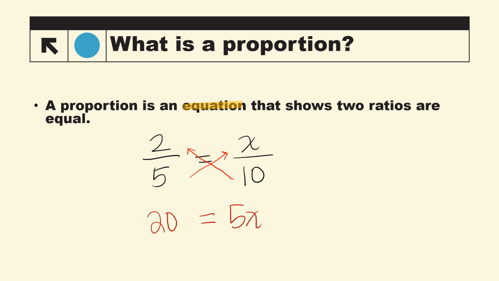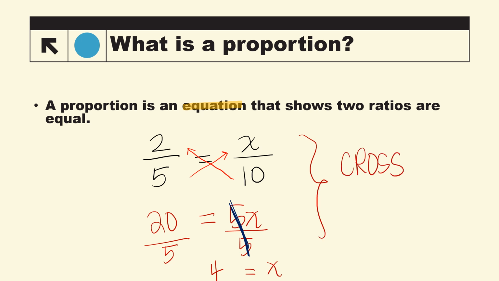Now that gets rid of our fractions and creates an equation that we can easily solve. All right, so we need to get x by itself, so we're going to divide both sides by 5. That cancels out on the right, and we're left with x equals 20 divided by 5 is 4. All right, so just a quick refresher on cross multiplication, sometimes called cross product.